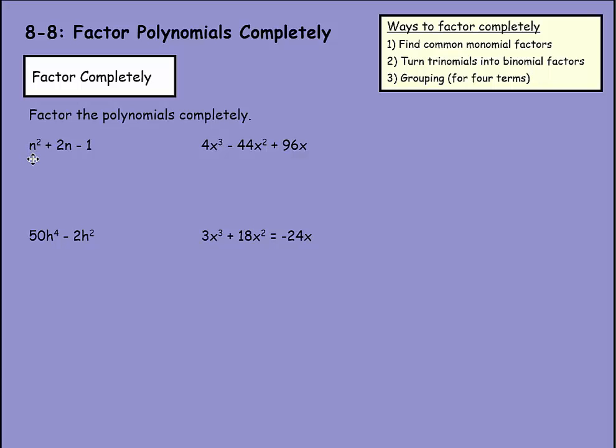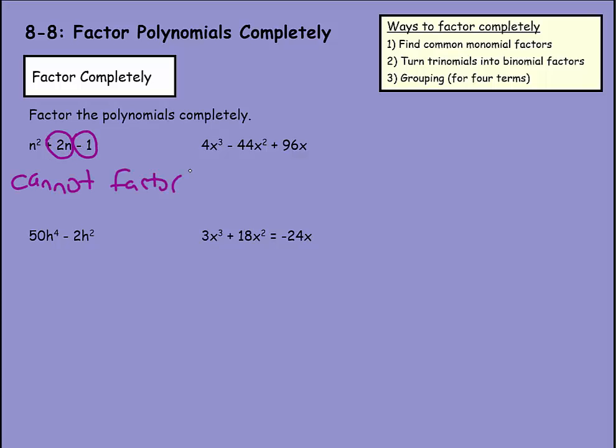For this one, n squared plus 2n minus 1, if I look for this, I don't see any common monomial factors. So that means I can't do that. I have a trinomial here, so let's see if we could turn this into binomial factors. I'm looking for two numbers that have a product of -1 but add up to +2. Well, I would need a positive and a -1 to give me -1, but that doesn't add up to 2, meaning that this can't happen either. And since it's not 4 terms, that means there's no factoring to do actually. So we would say cannot factor.